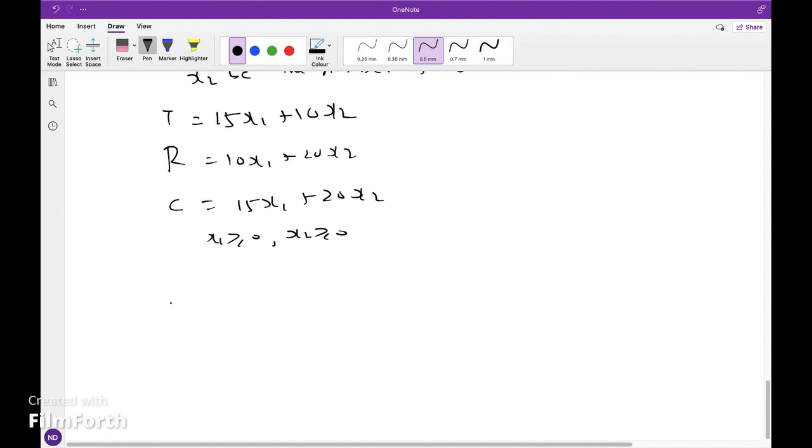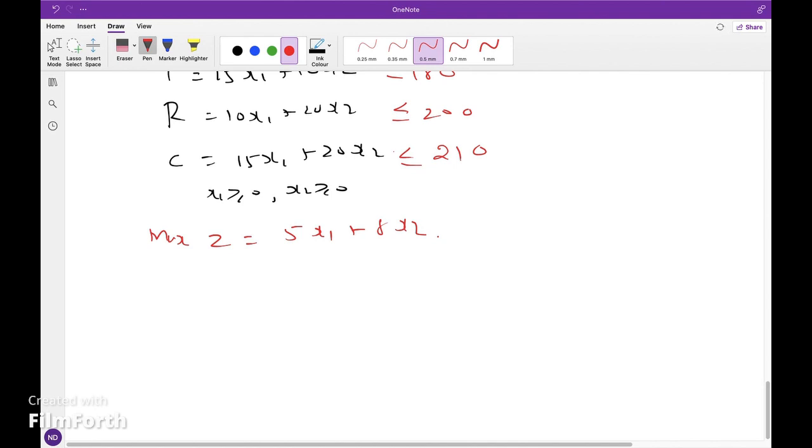Since the stock availability is less than or equal to 180 for transistors, less than or equal to 200, less than or equal to 210. Now maximize Z equal to the profit, 5x1 plus 8x2. Okay, now draw the graph.